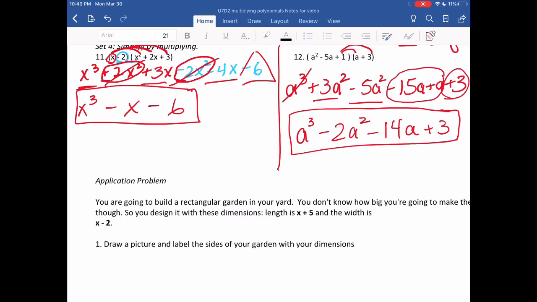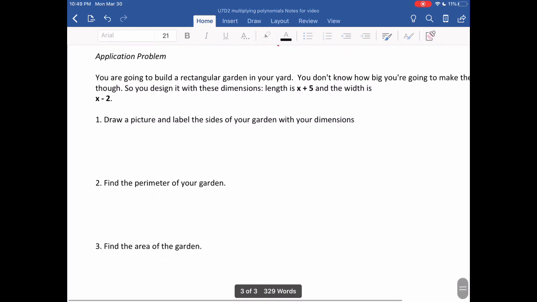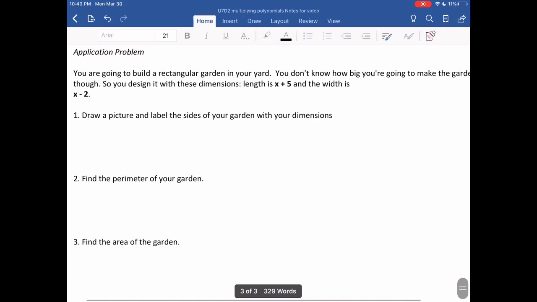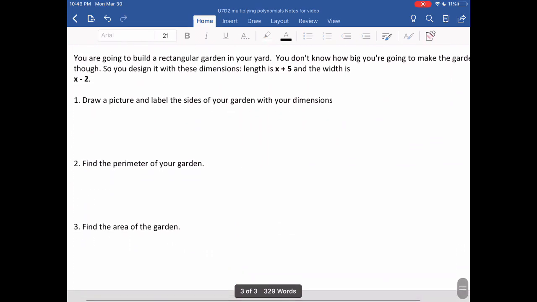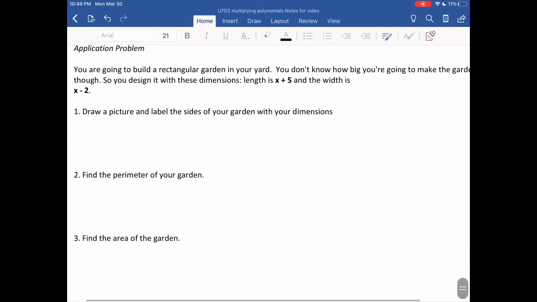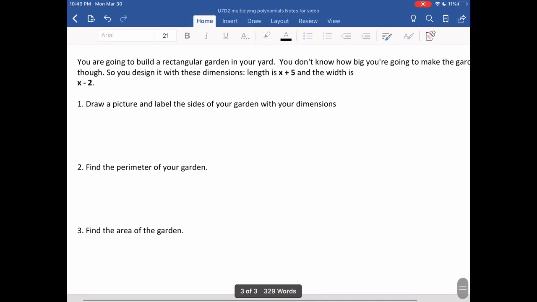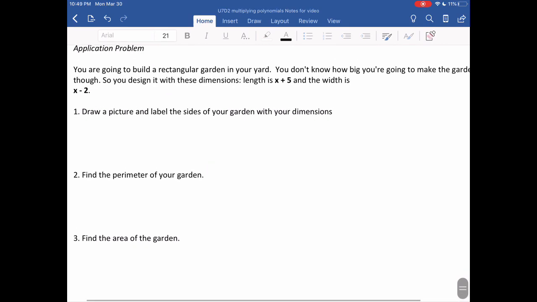All right, last but not least, everyone's favorite, an application problem. So let's read this and go through this together. You're going to build a rectangular garden in your yard. You don't know how big you're going to make the garden, though. So you design it with these dimensions. The length is x plus 5. The width is x minus 2.